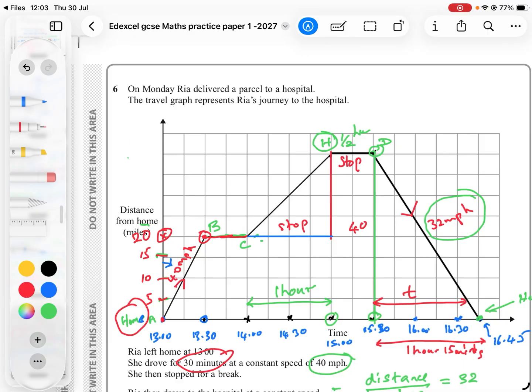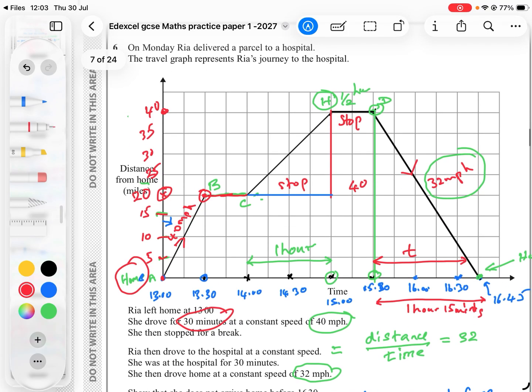They didn't give you this. So how do we work out this one? Each gap is 5. So this one is 25, this one 30, this one 35, so this one 40. So the hospital's distance from her home is 40 miles.